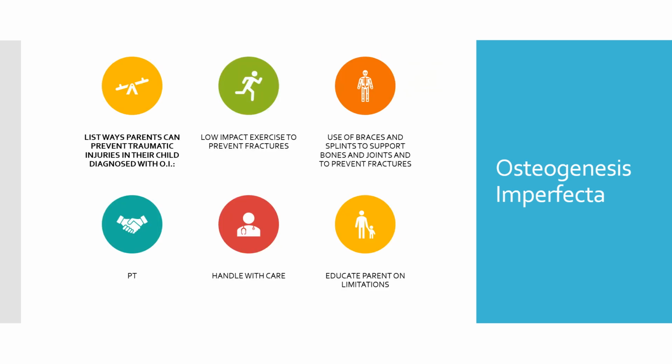So with kids with OI, we need to prevent traumatic injury. So let's talk about a few ways we can do that. Low impact exercise to prevent fractures. Low impact exercise, a perfect one is swimming. Use of braces and splints to support bones and joints and prevent fractures. It used to be they'd put casts every time the child would break the bone, also to prevent further breakage, but we figured out braces and splints were better to just support the limbs.